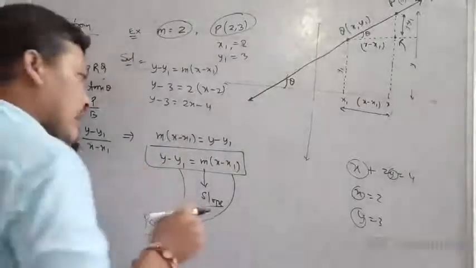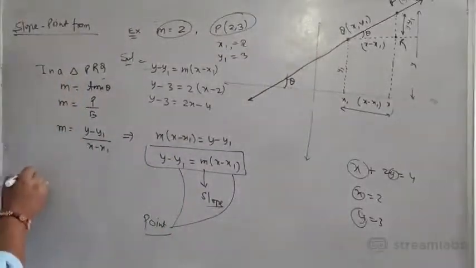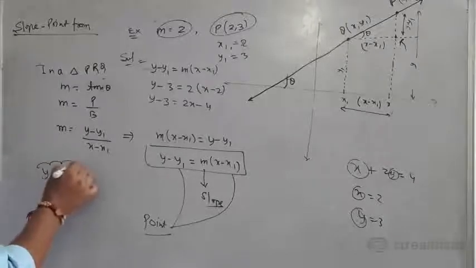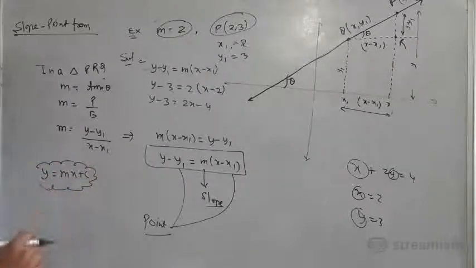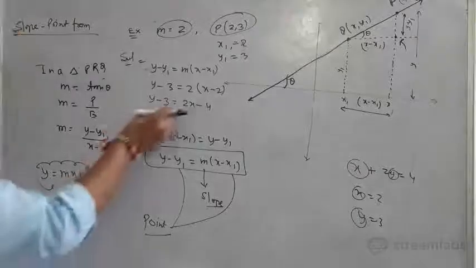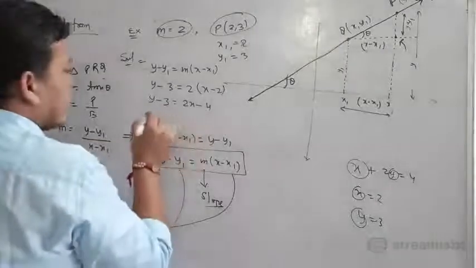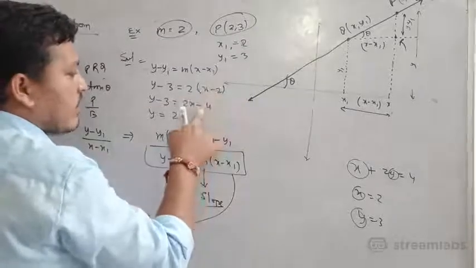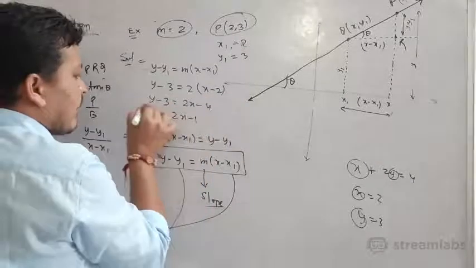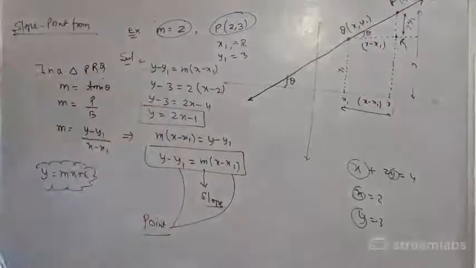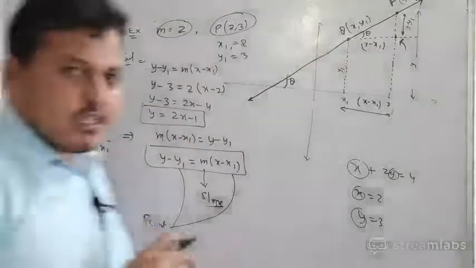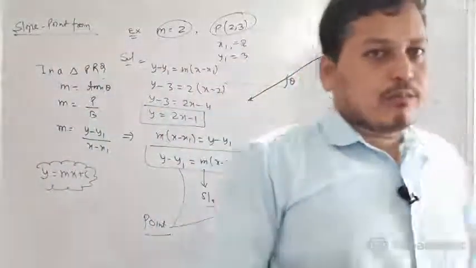Normally, as you know, in the first part we learn about y is equal to mx plus c. This is the general form of the equation of line. So arrange the given equation in this format. So y is equal to 2x, taking 3 to the right hand side, so minus 4 plus 3, minus 1. So this is the equation of line. The same thing is here, you can see. So this form is known as point slope form.